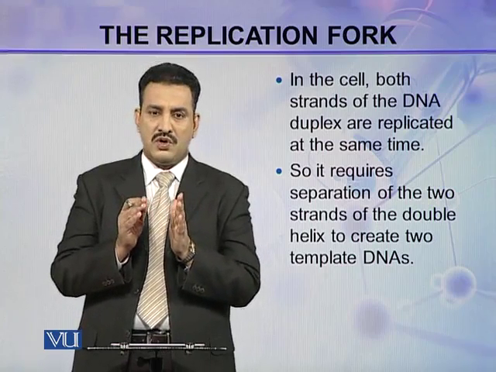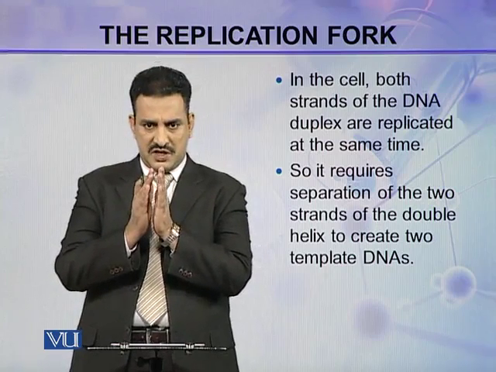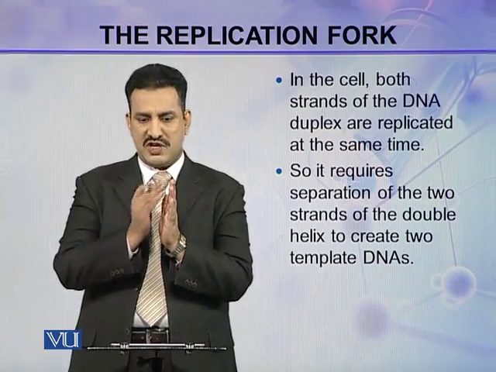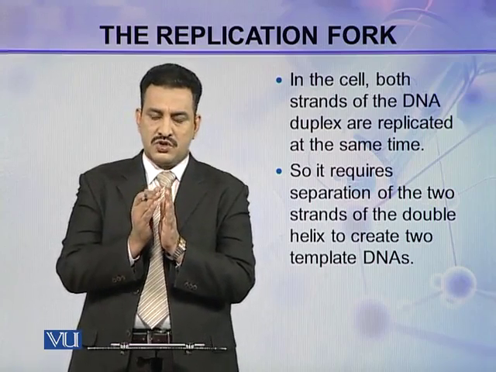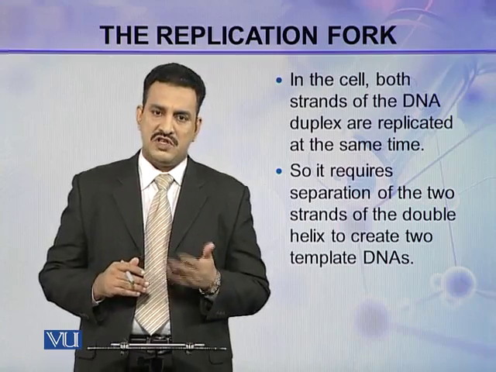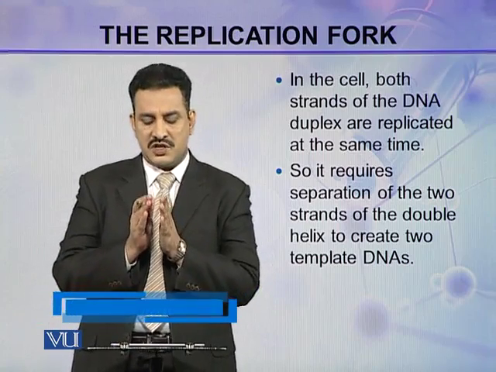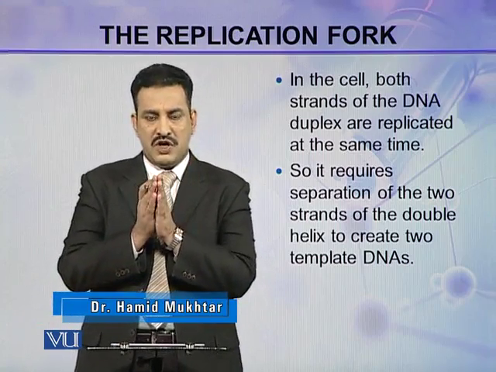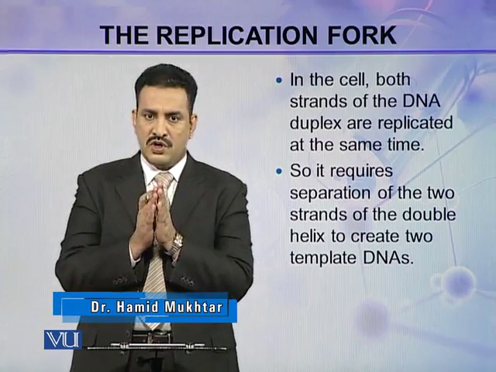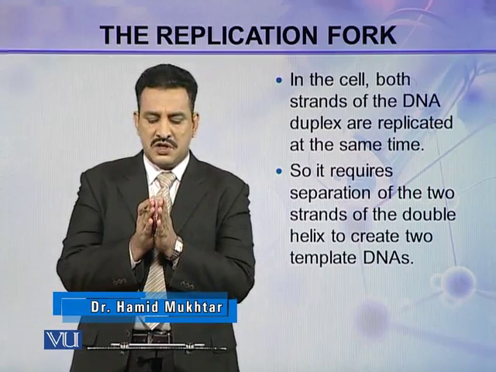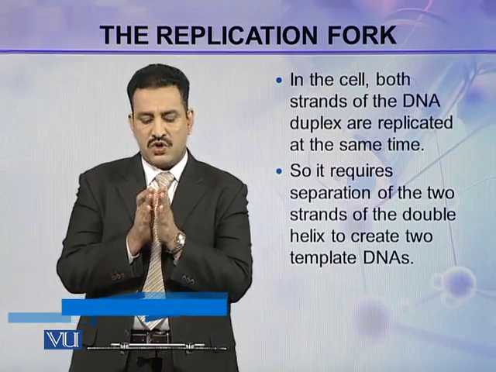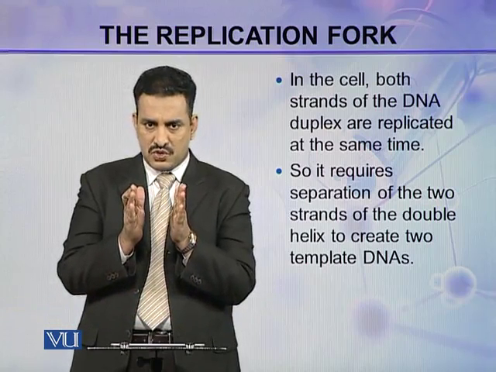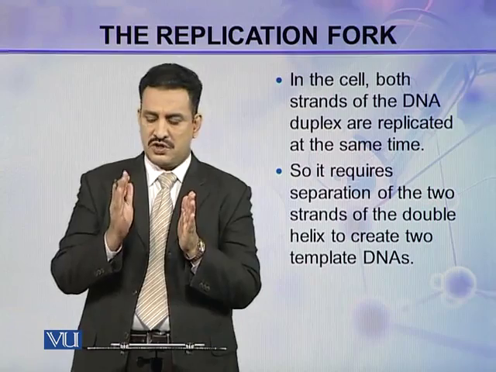As you know, one DNA molecule is present, and in this one molecule two strands are helically coiled. So when replication starts, it will start not only on one strand but on both the strands. So it is compulsory that these two strands must be opened and separated to start replication on these two strands.